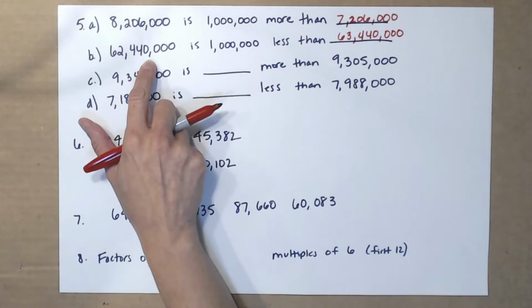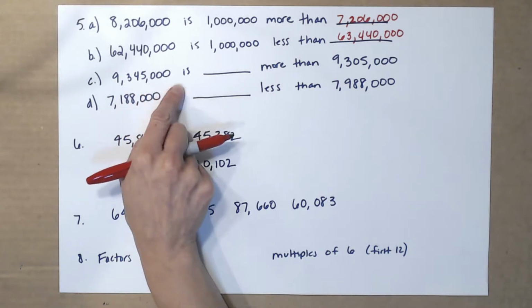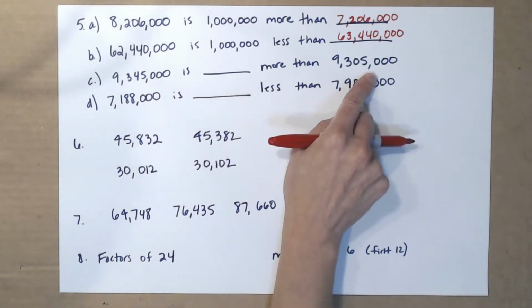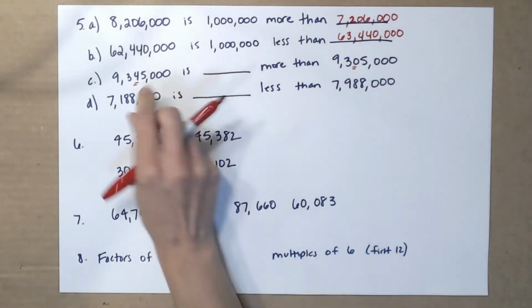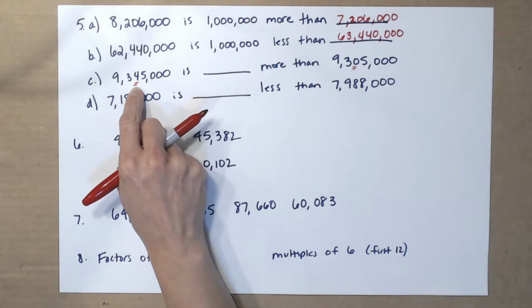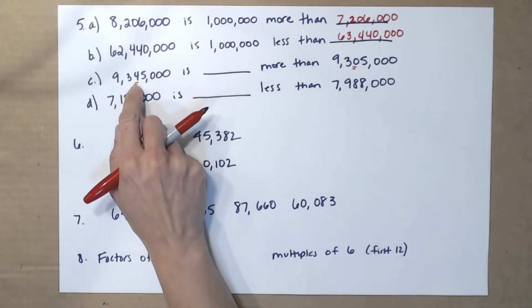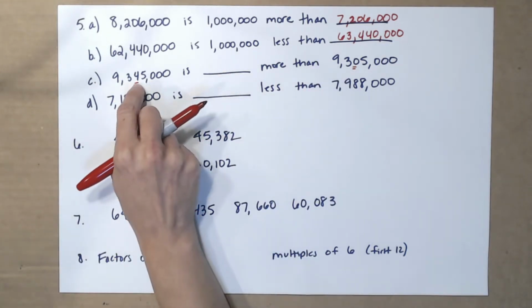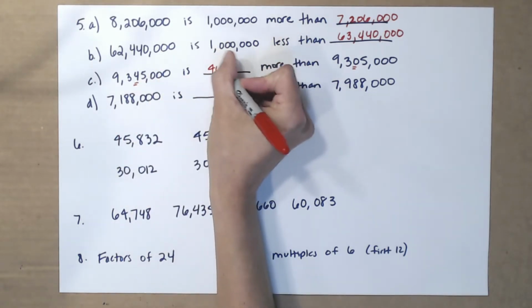62,440,000? Yes, so that's right. This one's a little bit harder. 9,345,000 is how much more than 9,305,000? So the difference of those, if we look here, one has a 4 in the 10,000s place, and this one does not. So this number is going to be 40,000 more than that number, because this 4 is really 4 times 10,000, or 40,000.